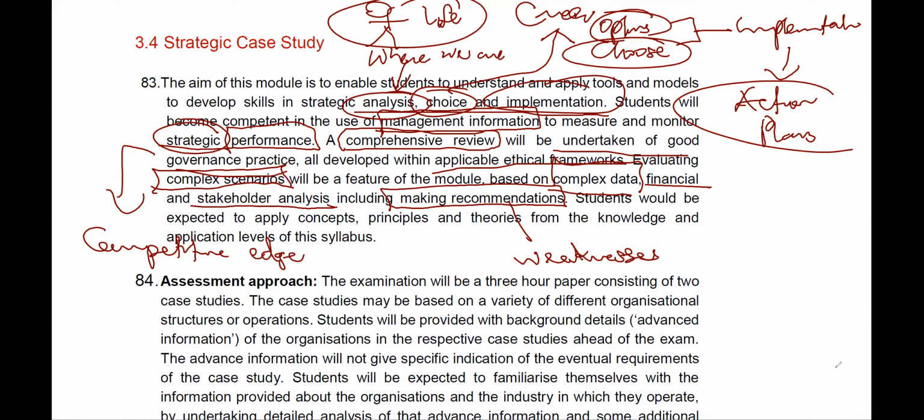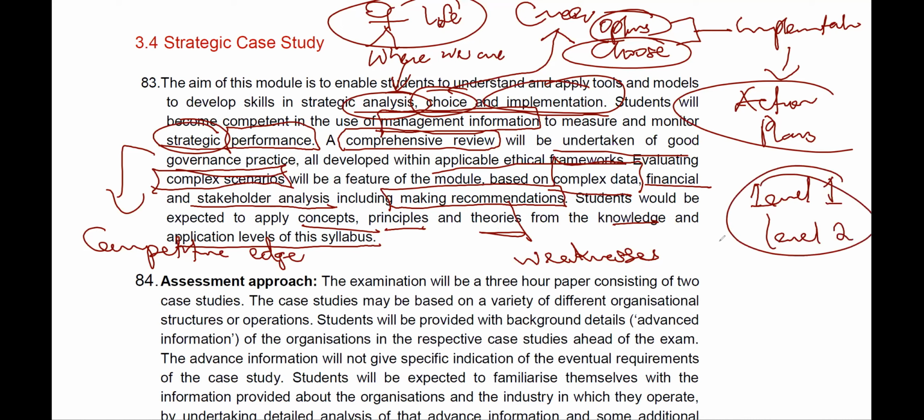We are going to use complex data, financial and stakeholder analysis, and make recommendations. And I've told you that making recommendations is a weakness of students. You get the idea? And you will be expected to apply concepts, principles, and theories from the knowledge and application levels of this syllabus. So everything you did in level 1 and level 2, most of them will be assessed in this syllabus.